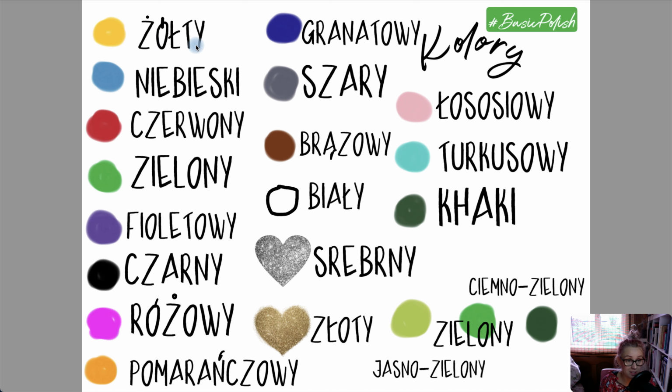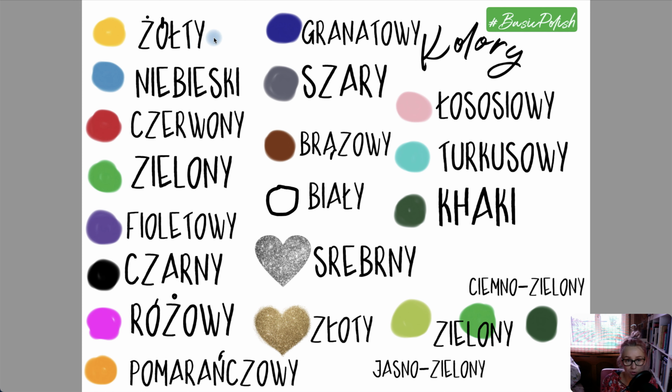If I was describing something which is neuter, for instance, egg, jajko. Jajko is a neuter noun. Yellow egg, you would say żółte jajko. So the ending for the neuter adjective would be e. Not o, but e. Okay?